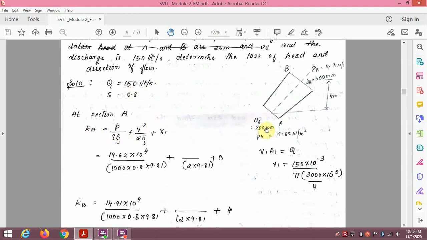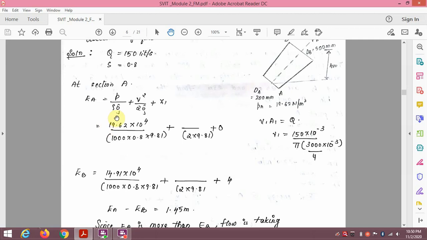Therefore, this is section A and this is section B. So the diameter is here and the diameter is here. So at section A, EA is equal to P upon rho g plus V square upon 2g plus Z1, which is equal to 19.62 into 10 raised to 4 divided by 1000 into 0.8 into 9.81 plus V1 square over 2 into 9.81 plus 0. V1 into A1 is equal to Q. Therefore, V1 is equal to 150 into 10 raised to minus 3 divided by pi by 4 into 300 square into 10 raised to minus 6.